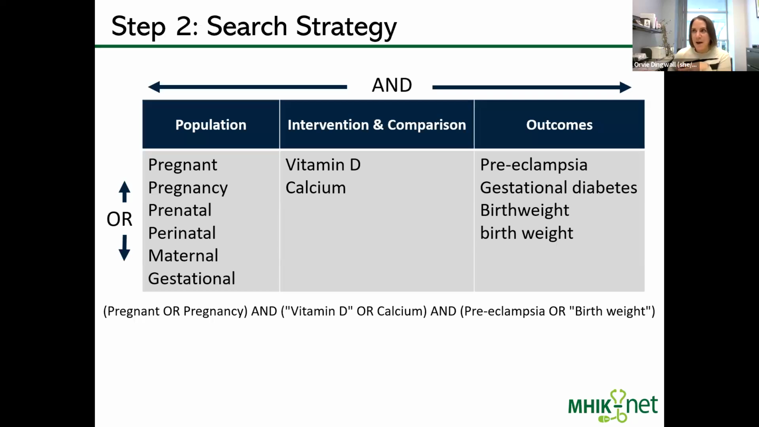So now we take our PICO question, and we can map it into a bit of a search framework. You can see that under population, we know we're talking about pregnant women, but this is our chance to think about synonyms or other ways that we can say pregnant women. Maybe it's pregnancy, prenatal, maternal, gestational, all those kinds of things. You start mapping those out.